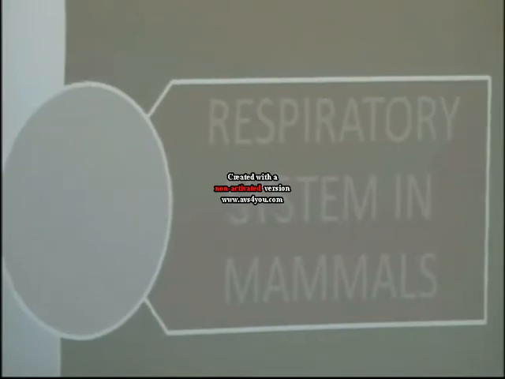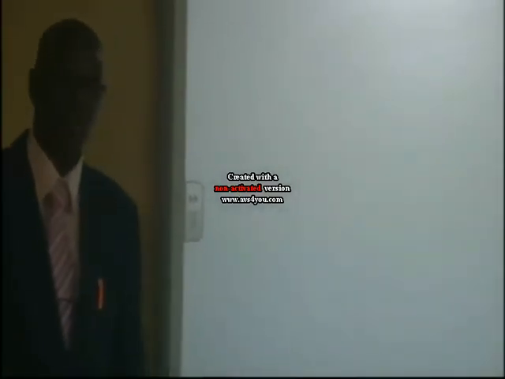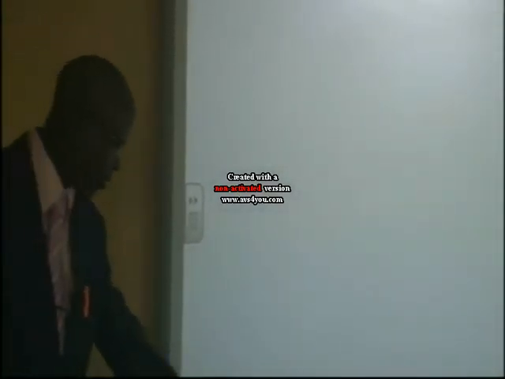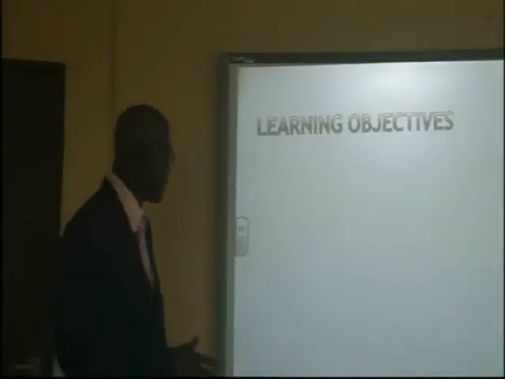Now, under respiratory system in mammals, what are we expected to know? There are some things that we are expected to know, and that is what we call learning objectives. These are the objectives that we have to bear in mind as we continue in the lesson. Now, what are the learning objectives that we are supposed to know under this topic?